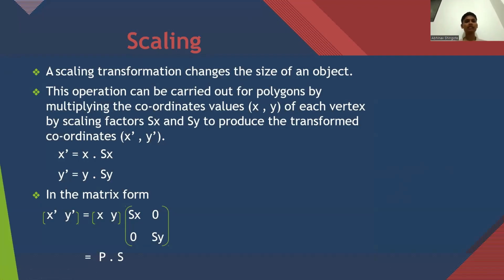Now scaling. Scaling means change in size. We can carry out this operation for a polygon by multiplying the coordinate values x, y of each vertex by the scaling factors delta x and delta y to produce the transformed coordinates x dash and y dash. So x dash is x into delta x and y dash is equal to y into delta y. We can also represent it in matrix form. So the row matrix x dash, y dash is equal to x, y multiplied by the matrix delta x, 0, 0, delta y.